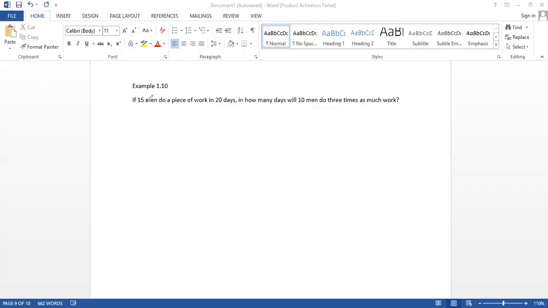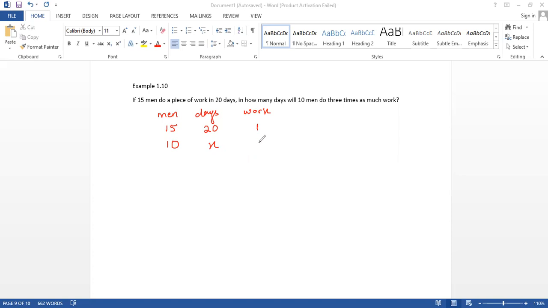Okay, so now in this example, we have 15 men. If 15 men do a piece of work in 20 days, in how many days will 10 men do 3 times as much work? We do not know the days, and we also have one more variable, the work. It says 15 men do a piece of work in 20 days, so we'll keep work as 1 in the original scenario.